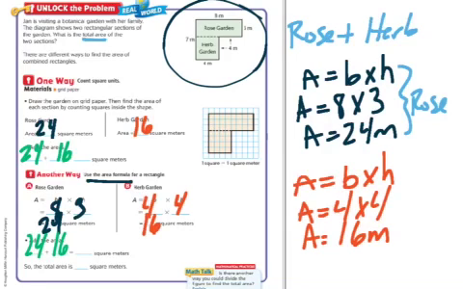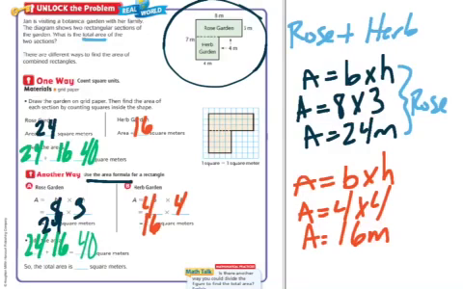Either way we do this, we're going to have to add. When we add 24 plus 16, we get 40 square meters. Okay, so there are multiple steps going on here. It's not just find the area of one rectangle, we have to find the area of multiple rectangles and then add them together.